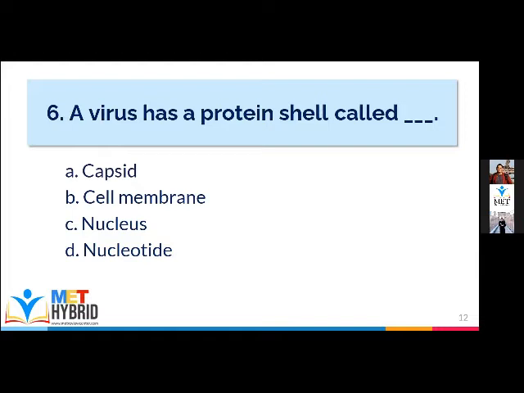So number 6: A virus has a protein shell called A, capsid; B, cell membrane; C, nucleus; D, nucleotide. So we are talking here about a virus. Ang protein shell po niya ay tinatawag na, what do you think is the answer? Hindi po kayo sure? Ano po, A, B, C, or D? O kung hindi po alam, mag-guess na lang po siguro.